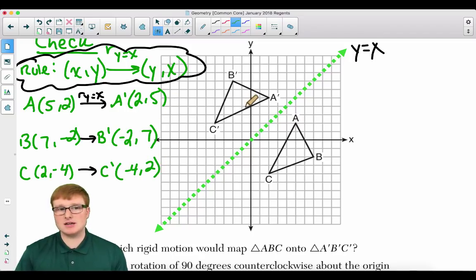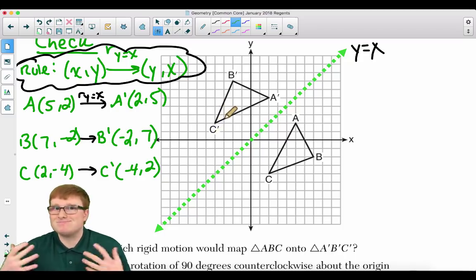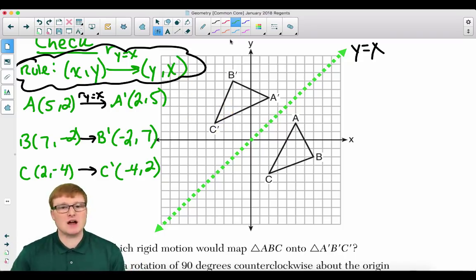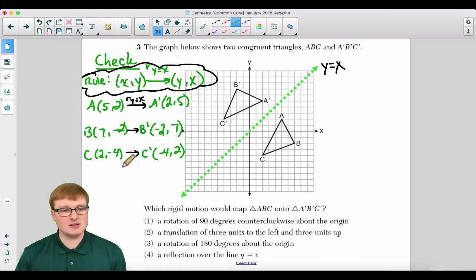Well, does that match what's on here? Well, let's see. A prime is (2, 5). 1, 2, 1, 2, 3, 4, 5. Okay, that's good so far. B prime, (-2, 7): 1, 2, up 7. 1, 2, 3, 4, 5, 6, 7. So far, so good. Now let's try C prime. (-4, 2): -4, 1, 2, 3, 4, up 2. Perfect. We just verified by using our transformation rule that this is indeed a reflection over the line y equals x. Your answer for this one is choice 4.